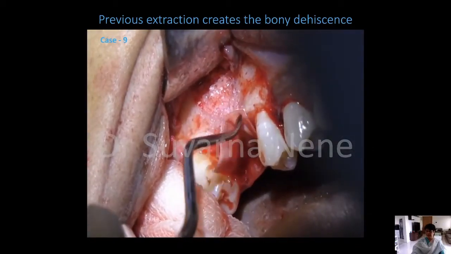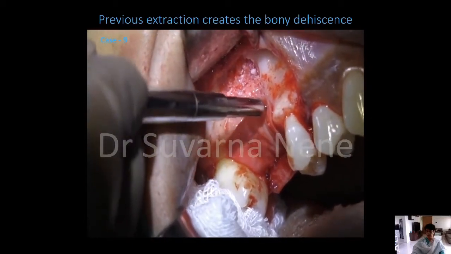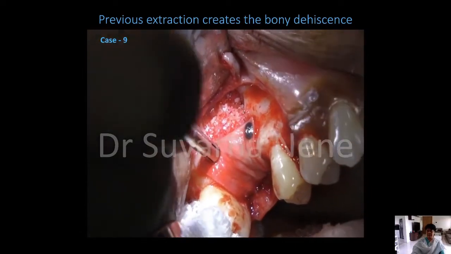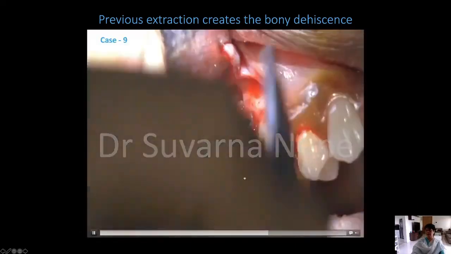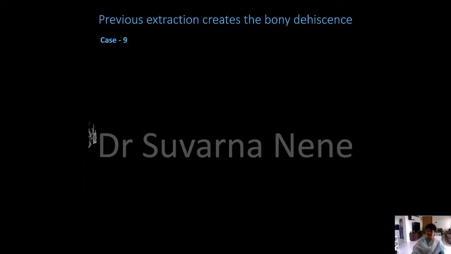Palatal stabilization of the membrane is impossible, so it will be stabilized only between the tissue thickness and buccally. We are going to stabilize it, and you can see there is a nice pull that shows that I have tucked it in properly and I have closed this primarily.